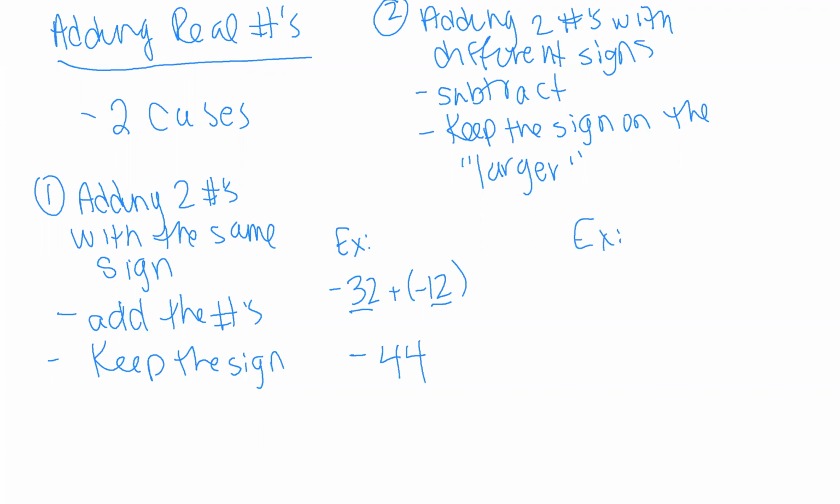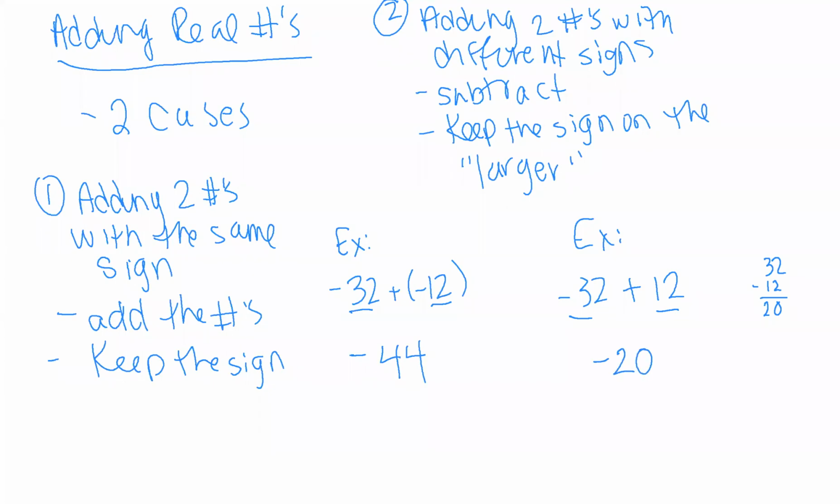Now, what if I had negative 32, but I was adding positive 12? Well, now I have two numbers that have different signs, and I basically want to find the difference between the positive and the negative. So I'm actually going to subtract. Over here to the side, if you need to, you can do 32 minus 12. That's going to give me 20. But then I have to determine, is this 20 going to be positive or negative? Do I have more of the negative or more of the positive? Well, I have way more negative. 32 is much bigger than 12, and that's the negative number. So my final answer here would be negative 20.